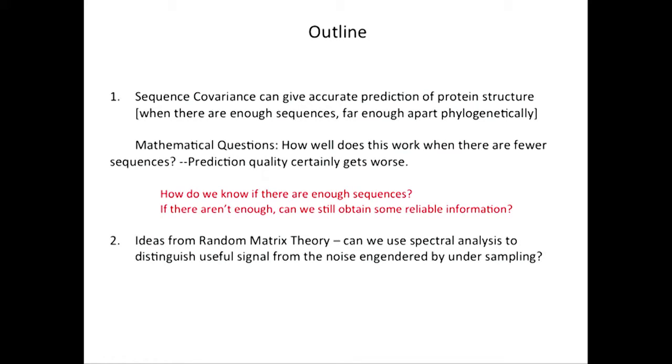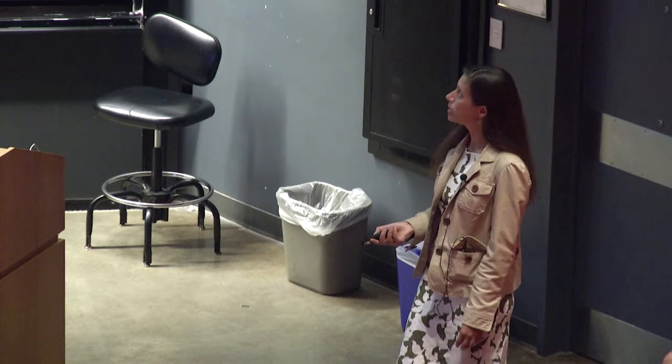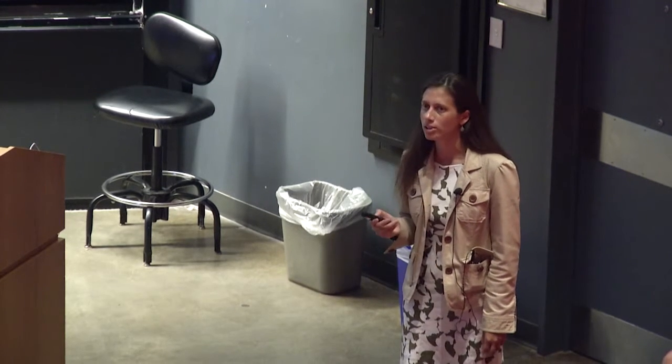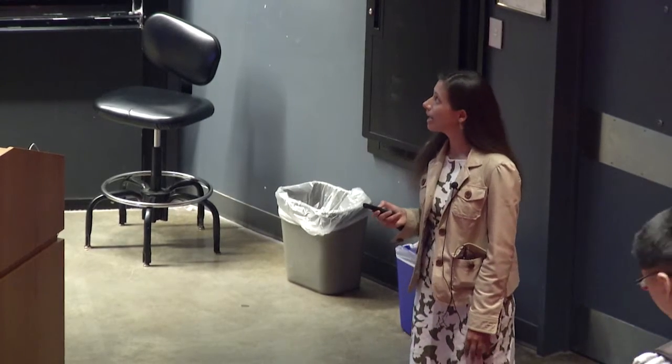So the first part of the talk, I'm going to show you that sequence covariance can give accurate prediction of protein structure. It's 3D protein structure. And that's subject to several caveats. So we're going to use lots of sequences to do this, and we need those sequences to be well sampled. So I'll say a little bit about that.